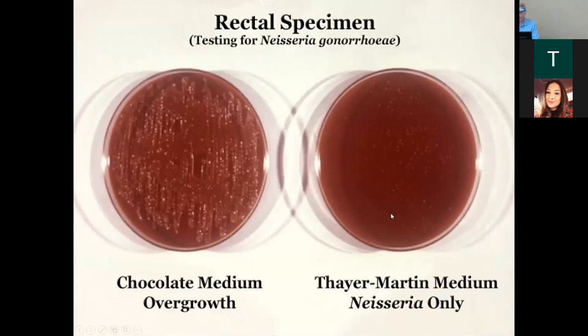So here's our Thayer-Martin. This is a Neisseria. Thayer-Martin knocks out all of this. This is a great example of what a Thayer-Martin can do. Remember, it's vancomycin, nystatin, colistin. Is there another one? Vanco, nystatin, colistin. Was there four or three? How many were there? There were four.